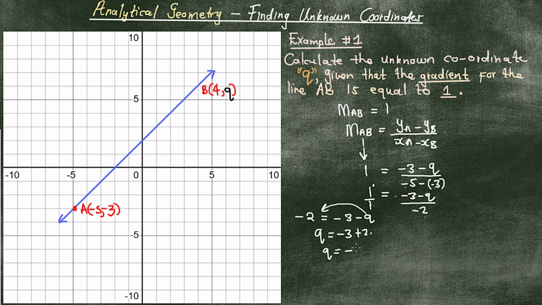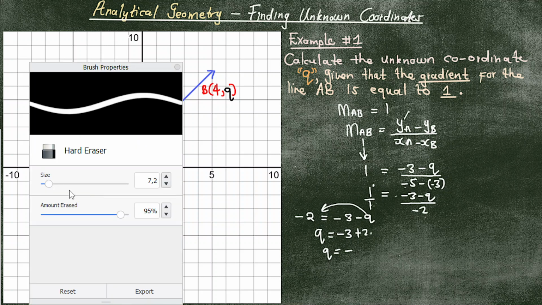Wait, Q shouldn't be, remember, P is in the first quadrant, so Q cannot be negative. Did I make any mistake? So YA is negative 3, correct. YB, that's Q. And then XA is minus 5. Where's the 3 coming from?